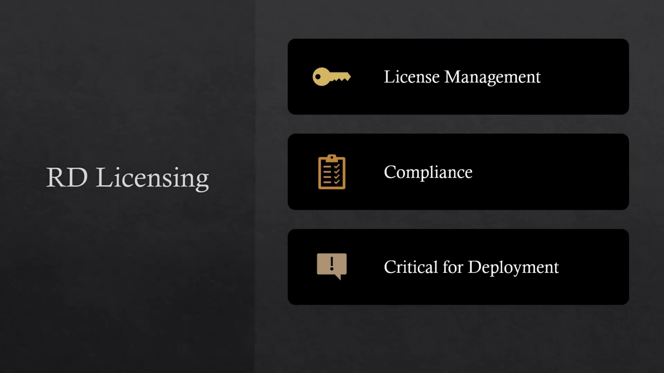Now let's talk about RD licensing, the guardian of compliance in your RDS environment. RD licensing manages the distribution and tracking of remote desktop services client access licenses, or RDS CALs. Every user or device that connects to an RD session host needs a valid CAL, and the RD licensing server makes sure this requirement is met.